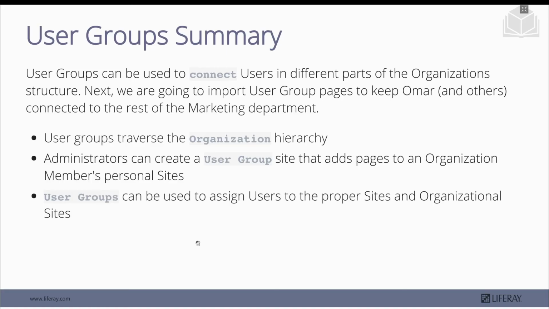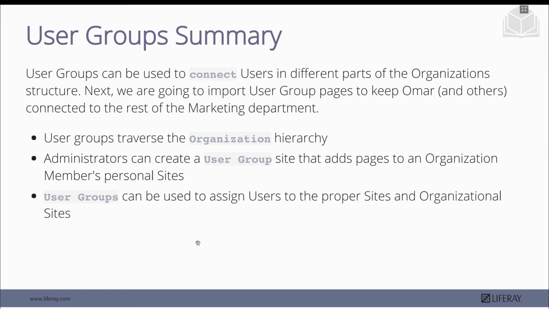So over here, user groups can be used to connect users in different parts of the organization's structure. So take a user from one organization, take a user from another, take both of those users, and you can group them within a user group or connect them. Next, we're going to import some user group pages to keep Omar and others connected to the rest of the marketing department.